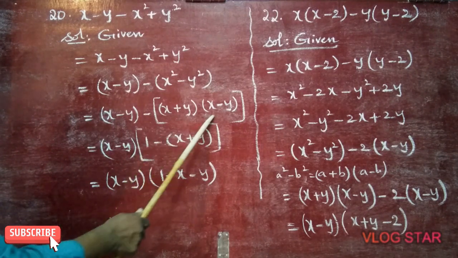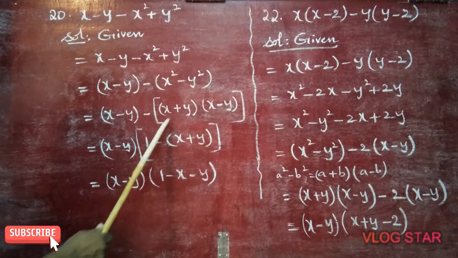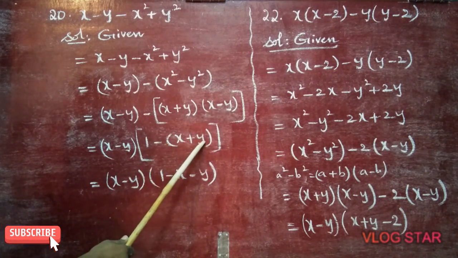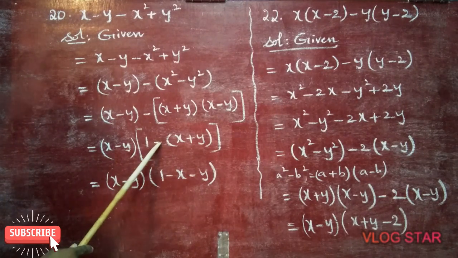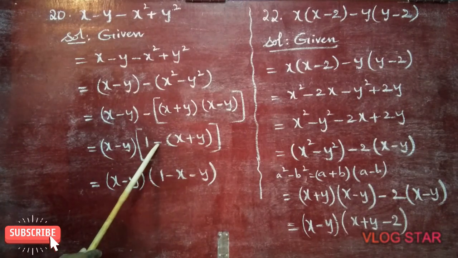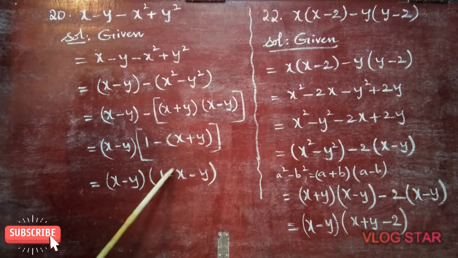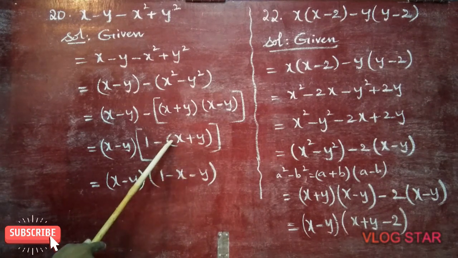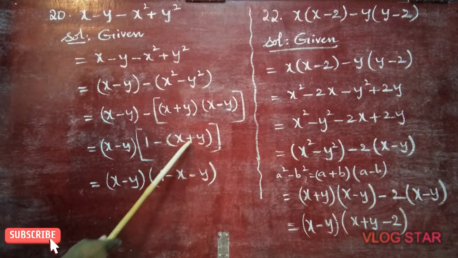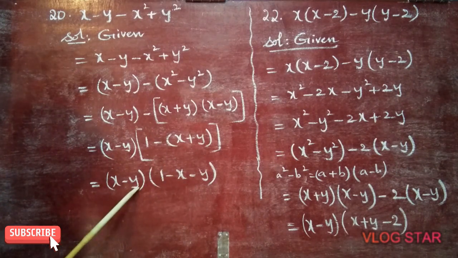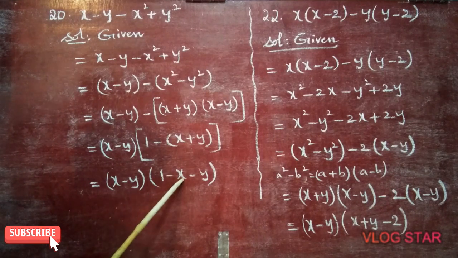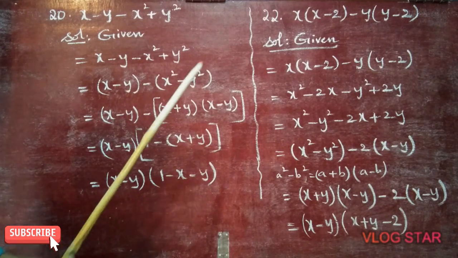Minus of, here already (x − y) common is there, we took it outside. What is remaining is x + y. Now (x − y) into 1, now I am taking minus inside. Plus into minus, minus; plus into minus, minus. Otherwise, quite opposite signs: plus becomes minus, plus becomes minus. So what is the final answer? (x − y)(1 − x − y).